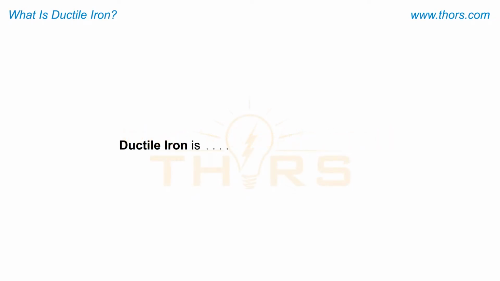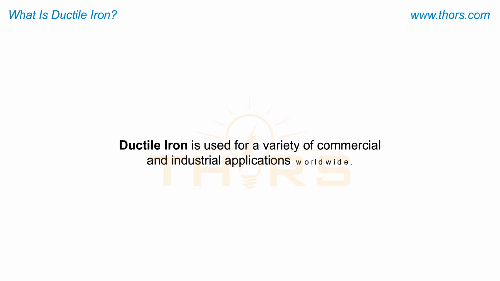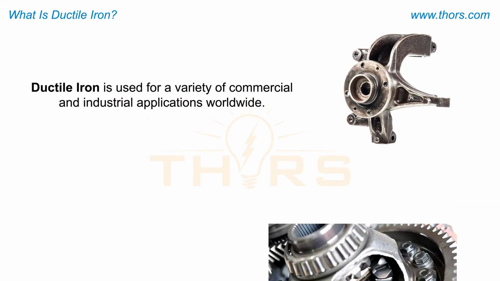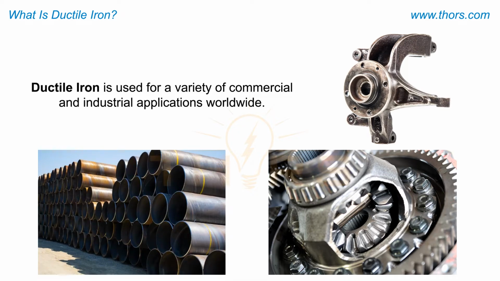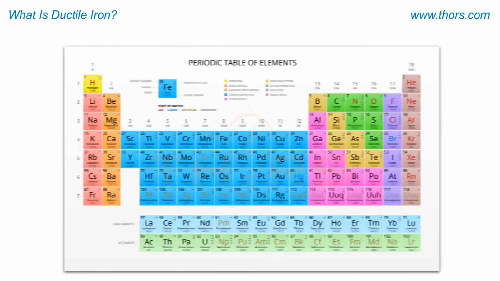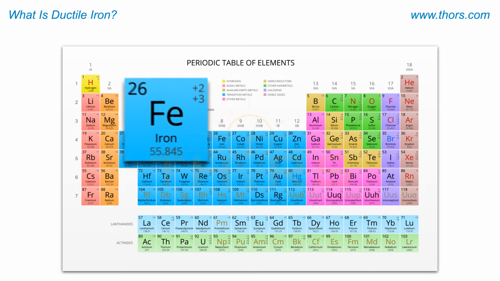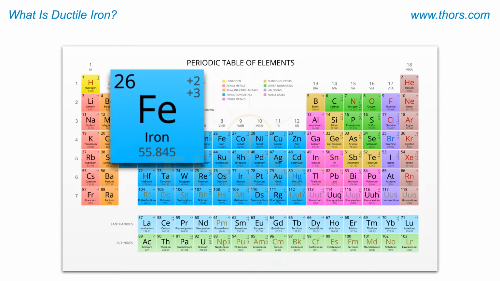Ductile iron is used for a variety of commercial and industrial applications worldwide, including vehicle parts such as steering knuckles and differential housings, underground water transport pipes, and much more. The atomic symbol for iron is Fe, and like all cast irons, ductile iron is considered a ferrous metal.